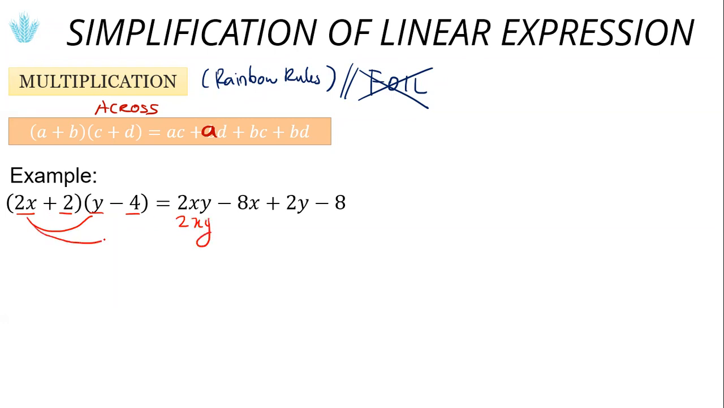Terus 2x times negative 4, jadi negative 8x, right? Ya. Terus, saya kasih warna lain. Udah ya, 2x nggak bisa apa-apa lagi ya. 2 times y, plus 2y. Nah, ini bener nih. And then 2 times negative 4, negative 8. Udah, gitu doang. Jadi across ya, crossing the bracket. Across the brackets.